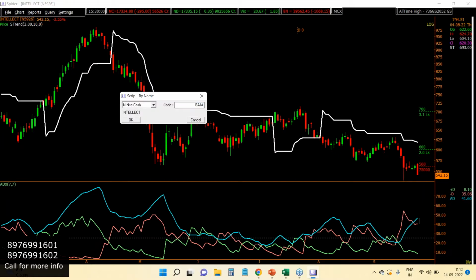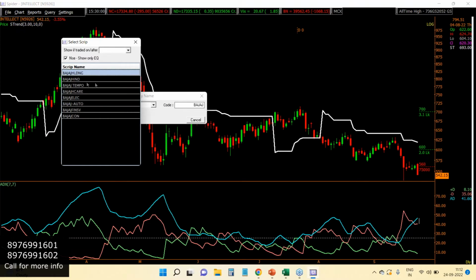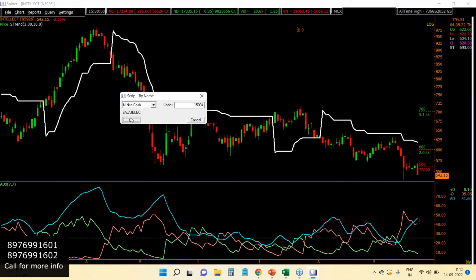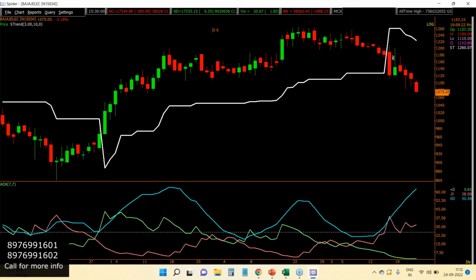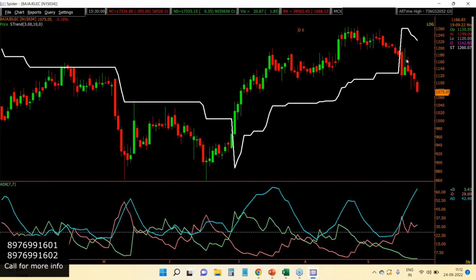If I just take, for example, Bajaj Electric. See, in the current market scenario, it is showing you that it will be in a downtrend currently. Why? Because as you can see, the ADX is here, showing some strength. Alongside, the DI is also following this ADX. As you can see here, it has tried to cross the level of 25, but ultimately it didn't.